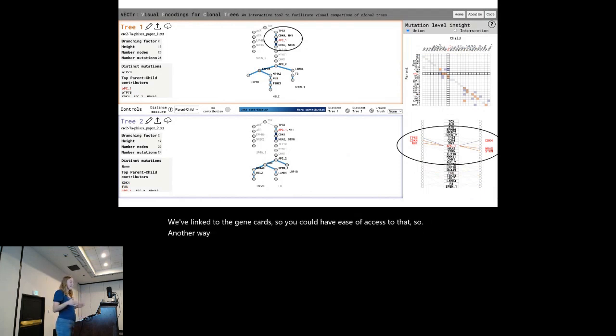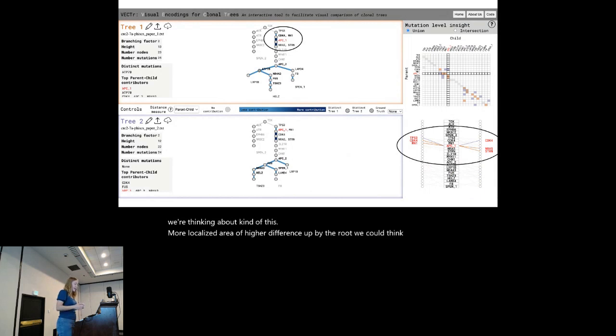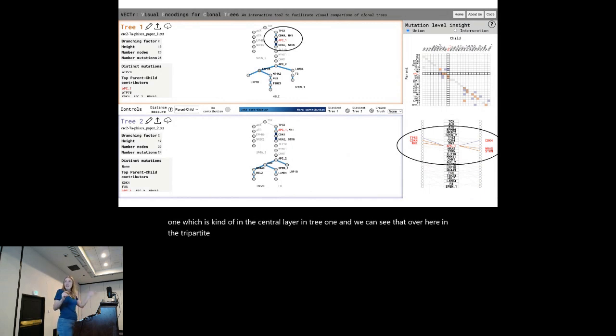Another way to more explicitly spell out how the tripartite graph might be used, if we're thinking about this more localized area of higher difference up by the root, we could think about APC1, which is in the center there in tree 1. And we can see that over here on the tripartite graph, that CDK4 is an orange edge that is parental in tree 1, whereas it is a child of APC1 in tree 2. So this indicates that there's some sort of lineage rearrangement of those nodes, which is likely causing that main contribution in that area of the node link.